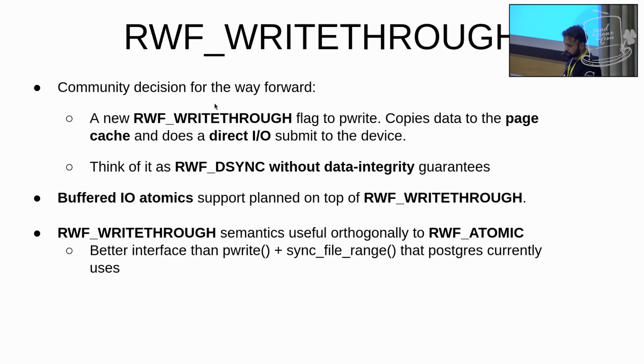So the plan is to first add the write-through support, and write-through is actually useful irrespective of whether there are going to be atomics on top of it. Right now, for example, Postgres does a pwrite and then a sync file range to make sure it persists to the device itself. Now they can just use write-through, and life is better. So the idea is to probably add buffered IO atomics on top of write-through in the future.